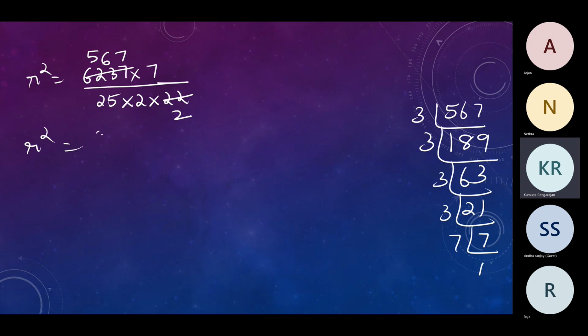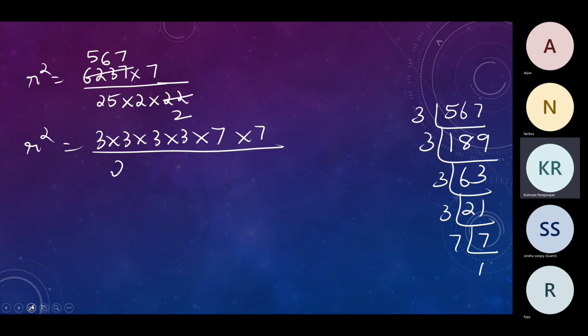So R square is equal to 3 into 3 into 3 into 3 into 7, divided into 7. There's already a 7 in the numerator, divided by 25, which can be written as 5 into 5, because it is R square, no? So 5 into 5 into 2 into 2. So this is what you have. Do not multiply 567 and 7. Please find the prime factors of 567.